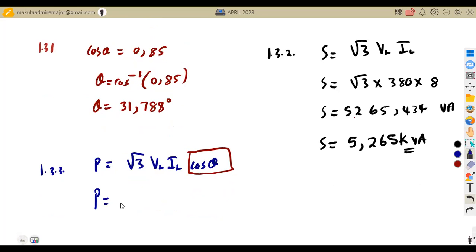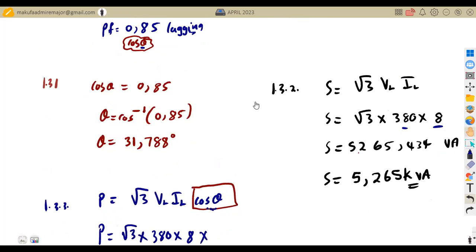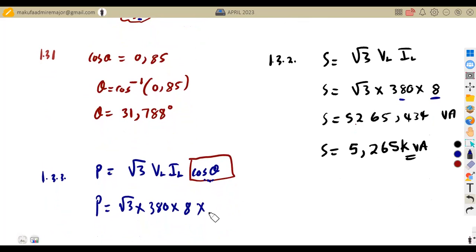So our power is going to be square root of 3 times all this part as it is, 380 for our VL, IL, which is 8, times the cosine of theta now, which is our power factor. And our power factor, we have it, which is 0.85. So we're going to multiply these two, 0.85. That is the whole idea there. So this is going to give us the true power in this case.